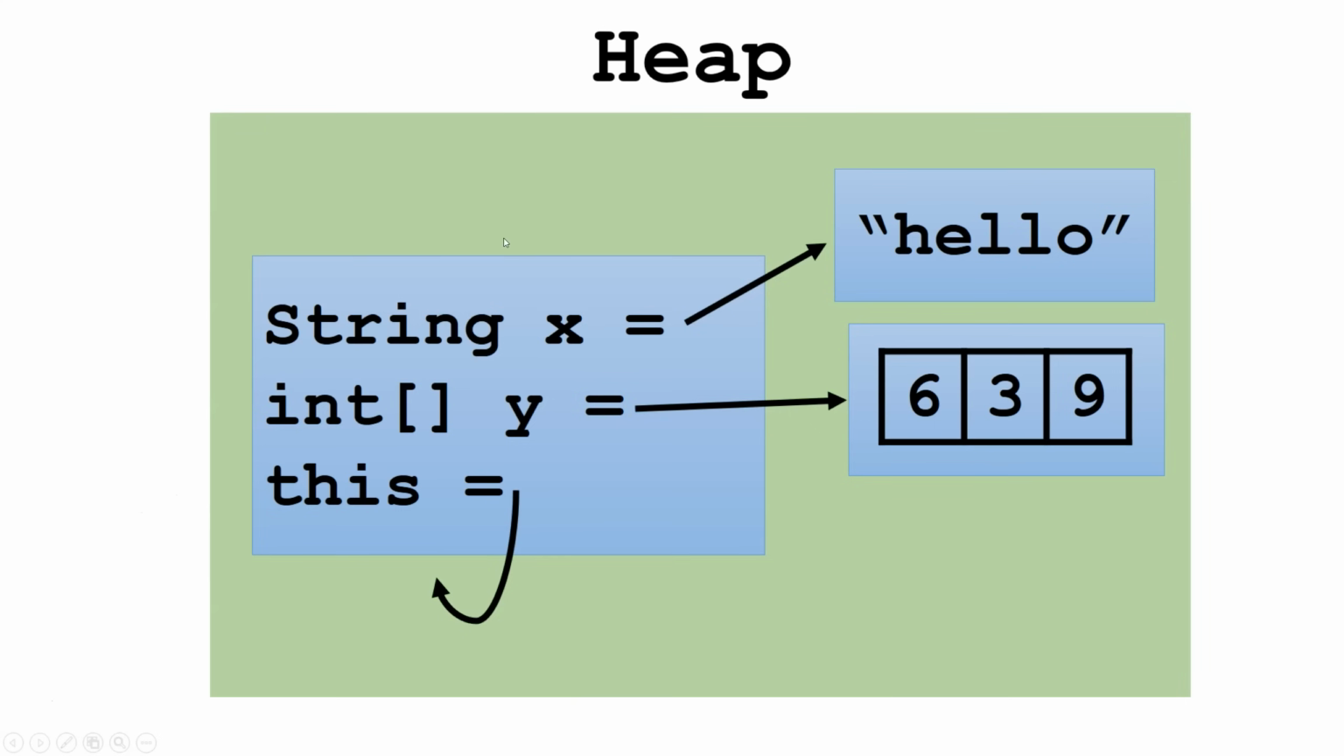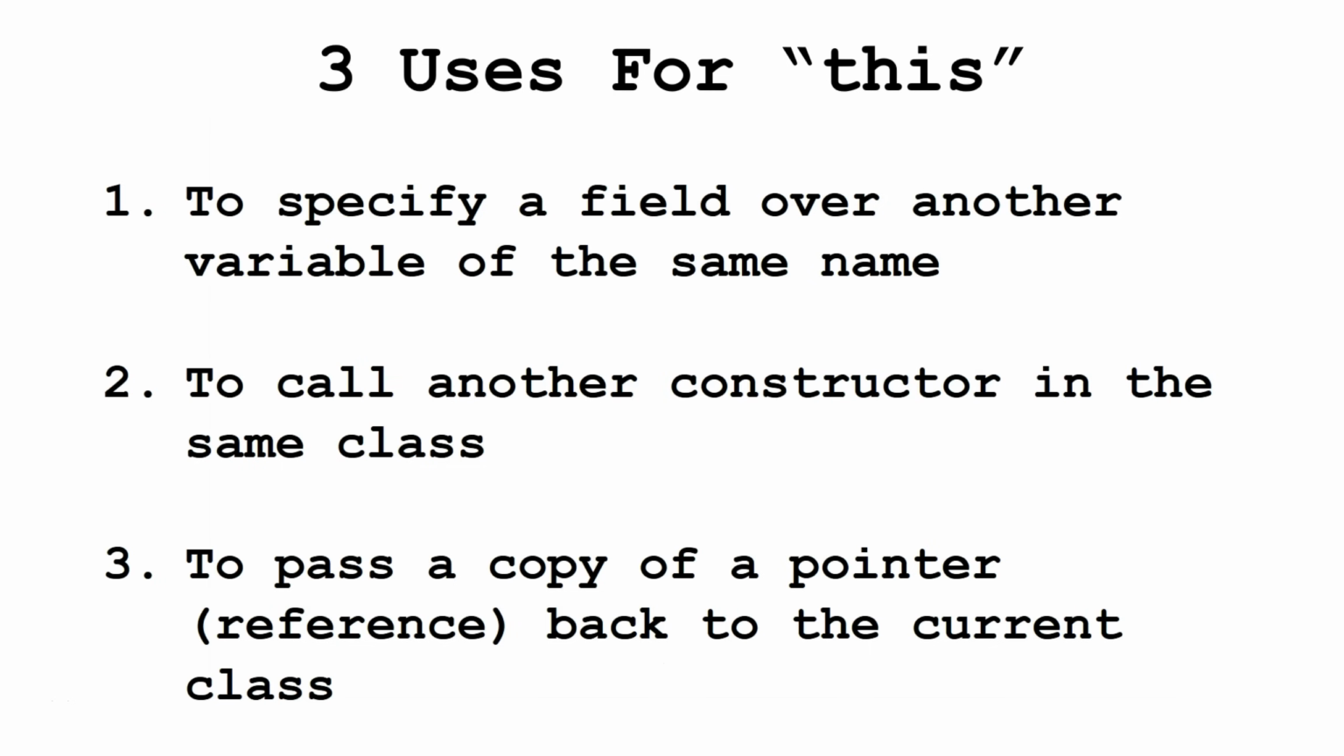We've got a heap here, and let's say we've just got some random object on the heap. Inside that random object, we've got these two variables, string x, which points to another object on the heap, int array y, which points to another object on the heap, and this, which points right back around to the original object. So there's three main uses for this. Number one, to specify a field over another variable of the same name. Two, to call another constructor in the same class. And three, to pass a copy of a pointer, reference, back to the current class. Let's take a look at these three uses individually.